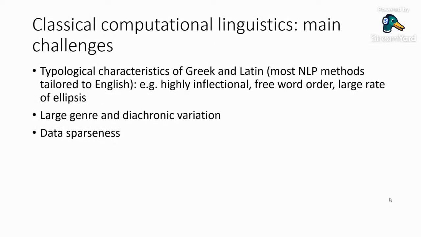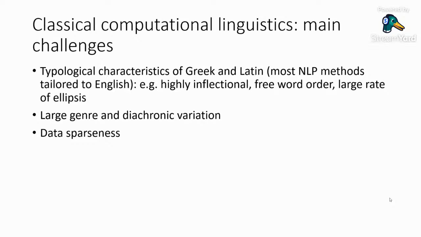To finish, what are the main challenges for classical computational linguistics? There are certain typological characteristics of Greek and Latin that pose a challenge. Most NLP methods, natural language processing methods, have been tailored to English. And of course, there are some differences with English. For example, Greek and Latin are highly inflectional, and they both have a rather free word order, large rates of ellipses, and so on and so on.